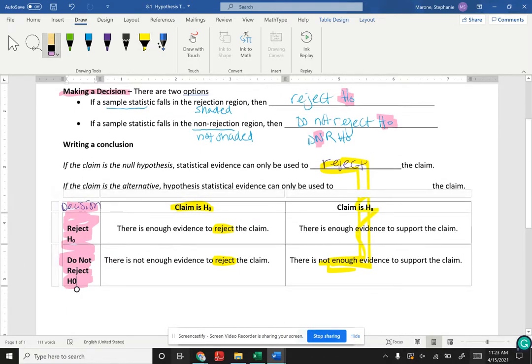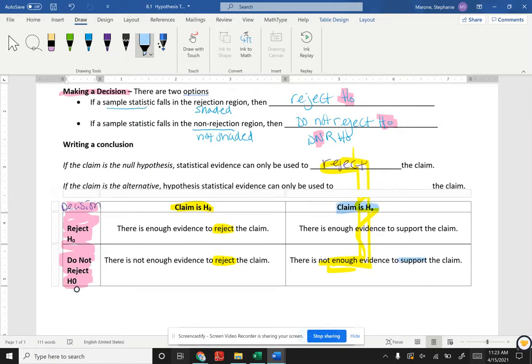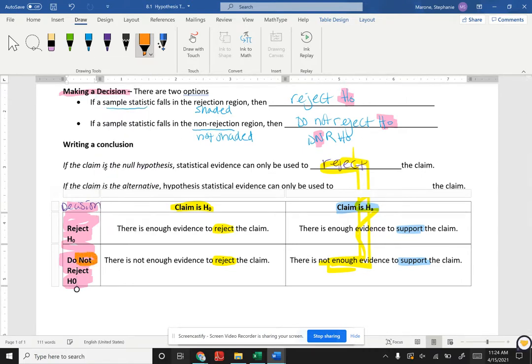If the claim is the null hypothesis, then you use the word reject in the sentence. If the claim is the alternate hypothesis, you're going to use the word support in the sentence. If the decision has the word not in it, this sentence is going to have the word not in it.